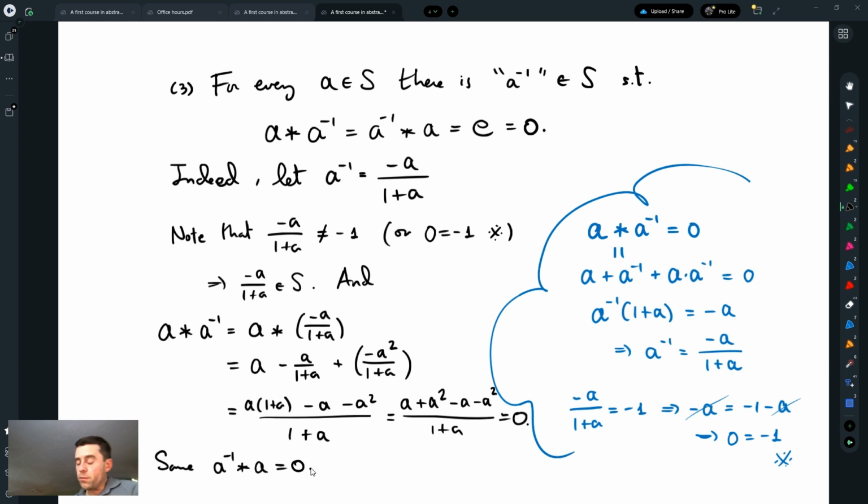I do get 0. Okay, and I'll emphasize once again that this is a symbol for the inverse with respect to star. So this is not 1 over A. This is the symbol for what the multiplicative inverse is going to be, which in this case takes that form, minus A divided by 1 plus A. Okay, so this checks that S under star is a group.